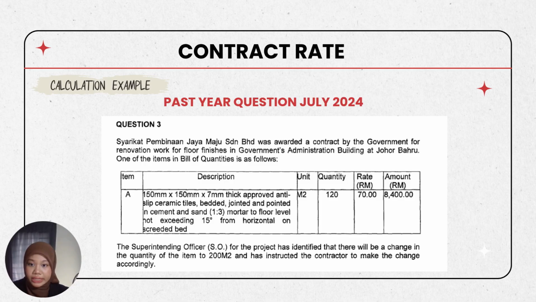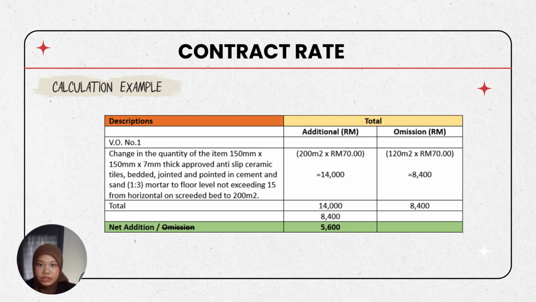On the next slide, let's look at how the calculation will be made. For this calculation, I made two columns, the left one is description and the right one is the total. In the description, we put the description of the item as in the previous question, and for the right one, the total, we split it into the additional and the omission.